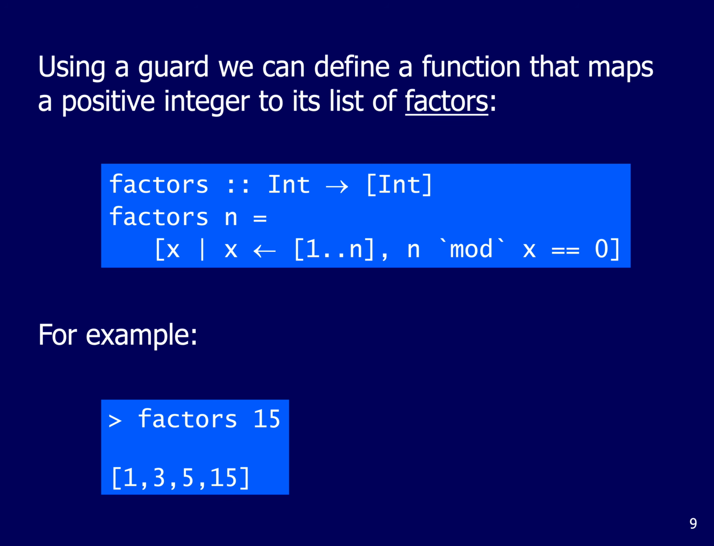We have one generator and one guard. So factors of n is going to be the list of all numbers x such that x is drawn from the list 1 to n, and when we divide n by x, the remainder had better be 0. So what the mod function does here is it divides one number by another number, and it gives you the remainder, and we're checking if the remainder is actually 0.